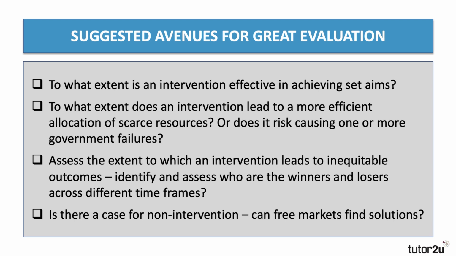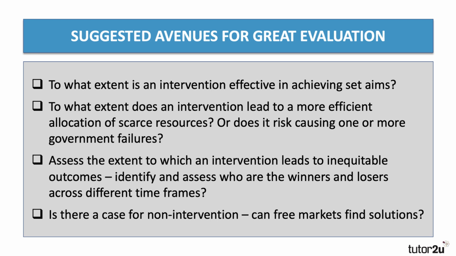The first one is to ask, when it comes to intervention, to what extent is an intervention effective in achieving the set aims? In other words, does it work? I'll come back to some examples of that in a few minutes. The second approach is to ask the question, to what extent does an intervention lead to a more efficient allocation of scarce resources? Or does that lead to the risk of one or more government failures, making the inefficiencies worse than they were before? So the first two words: effectiveness, efficiency.